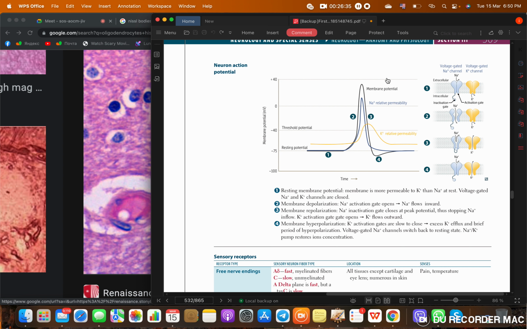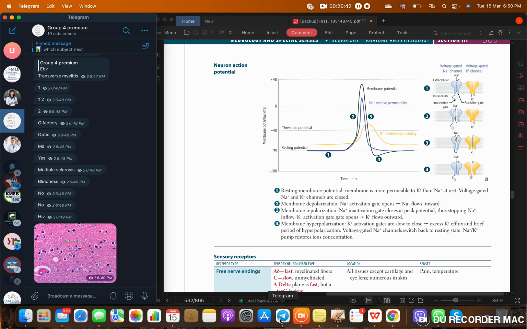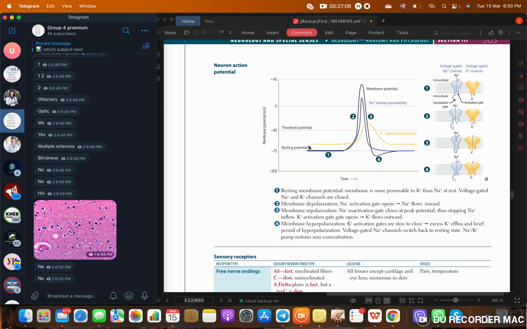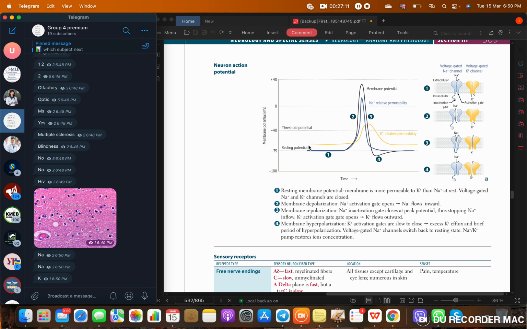It's not cardiac, and if you remember, in cardiac it was all about calcium, right? Yes, it has sodium, it has potassium, but there was a lot of calcium involved. Here it's not the same. So they write, resting membrane potential is more permeable to the potassium than the sodium. Voltage gated sodium and potassium channels are closed. So initially, if they ask you who maintains the resting membrane potential, is it the sodium or the potassium? The resting membrane potential, it means the flat line. It's actually the potassium, guys.